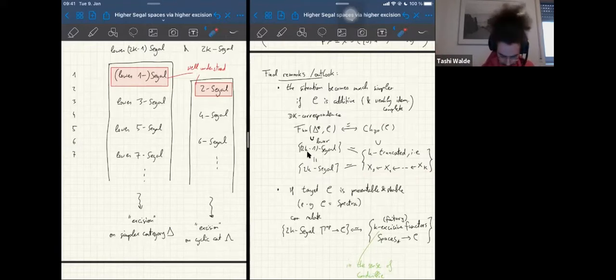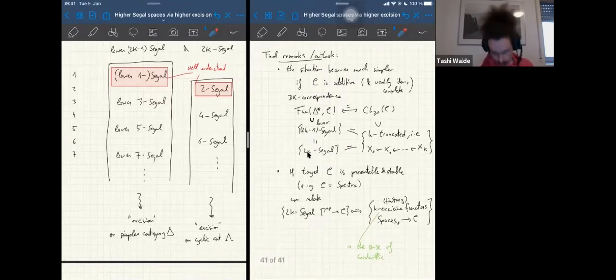There's nothing afterwards. One more remark, which I don't have time to really expand a lot upon, is that if the target is additionally presentable and stable, the main example, of course, being spectra, then one can relate 2k Segal, or as I said, equivalently lower 2k minus 1 Segal, because of course it is going to be additive, you can relate these Segal spaces to excisive or k-excisive functors from the category of pointed spaces to C. And here now I really mean k-excisive in the sense of Goodwillie. Yeah, but this is a story which I don't really have time to tell. And somehow this involves a version of this Dold-Kan correspondence, but for gamma instead of for delta.